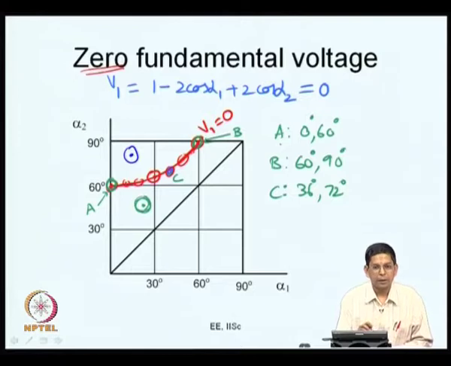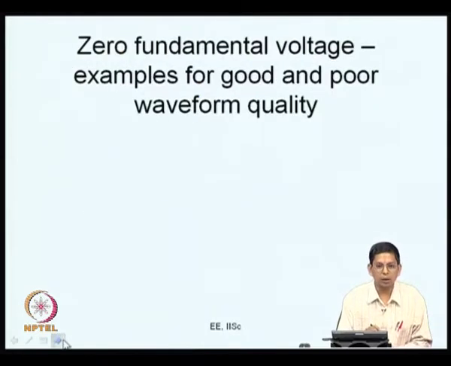Along this line, you have waveforms, all of which give you a fundamental voltage of 0 amplitude. The waveform's instantaneous value is not 0. The pole voltage waveform's instantaneous value is either plus VDC by 2 or minus VDC by 2, but its fundamental amplitude is 0. That's what you mean here now. So, we have taken some examples also: 0 comma 60 degree is indicated as point A, and 60 comma 90 is the other extreme point indicated as point B, and some point C which is 36 comma 72 degrees. So, we saw that there were some good and bad examples of the 0 fundamental voltage.